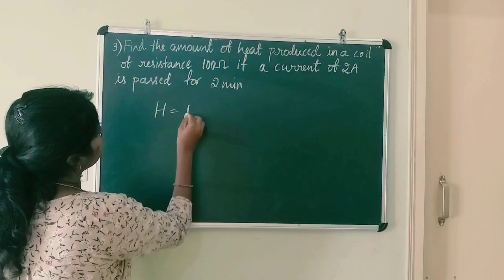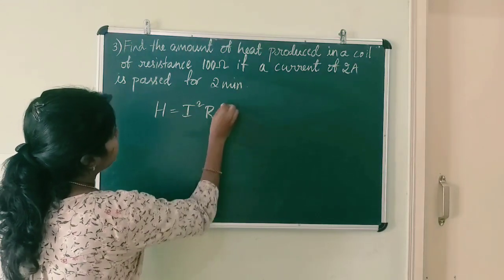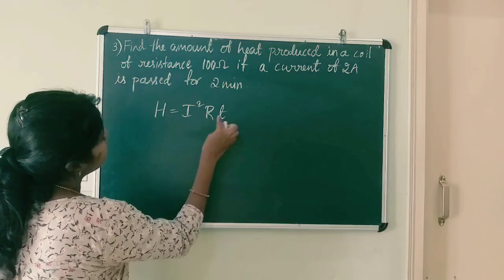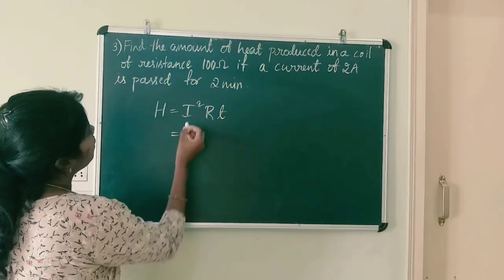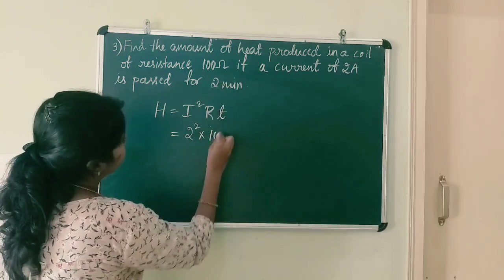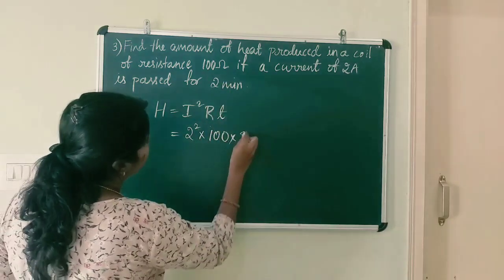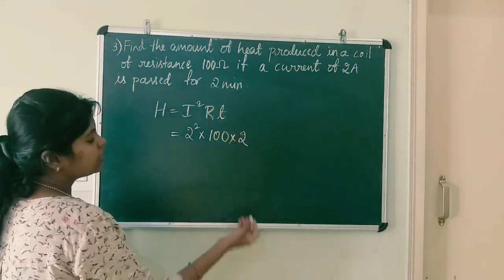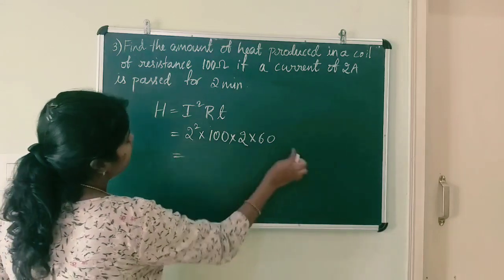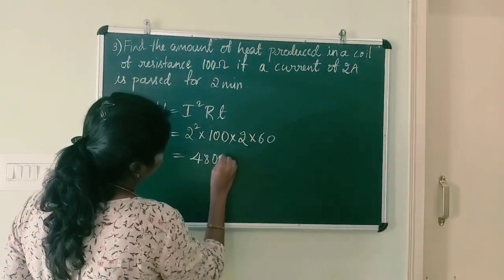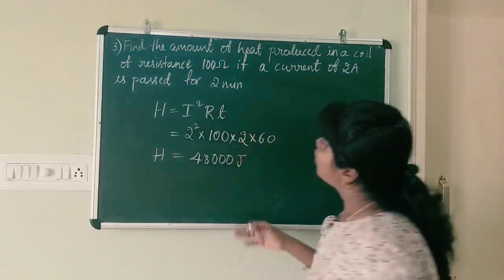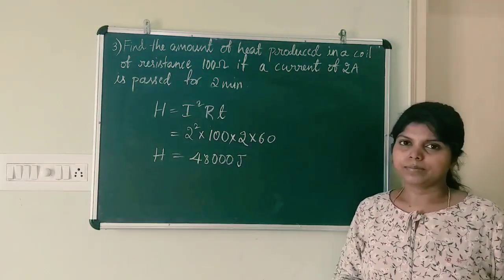H is equals to I square RT. Here H is amount of heat, I is current, R is resistance, T is time. I is 2 ampere, so 2 square, resistance 100, time is 2 minutes. Convert this minutes to seconds, so multiply with 60. Multiply them, you will get 48,000 joules. This is the amount of heat produced in a coil.